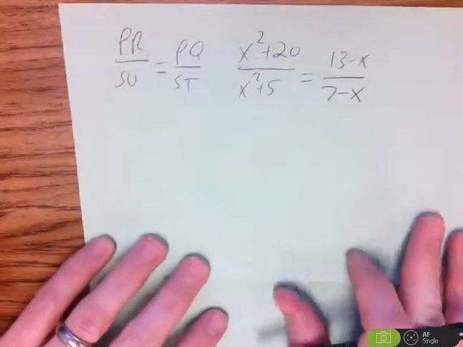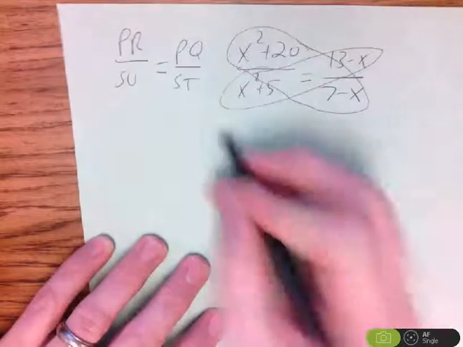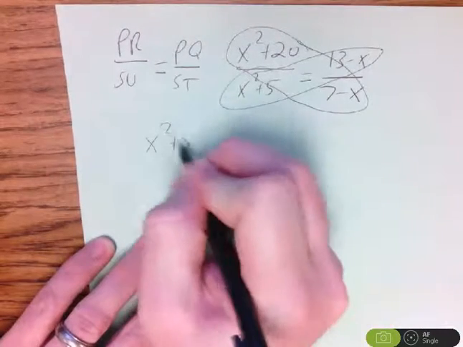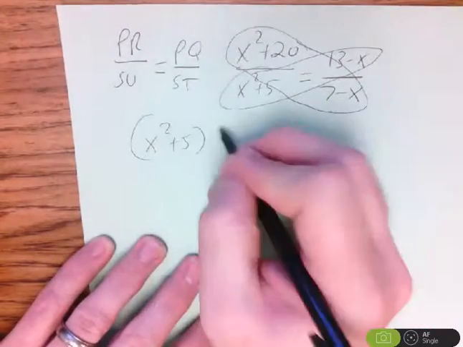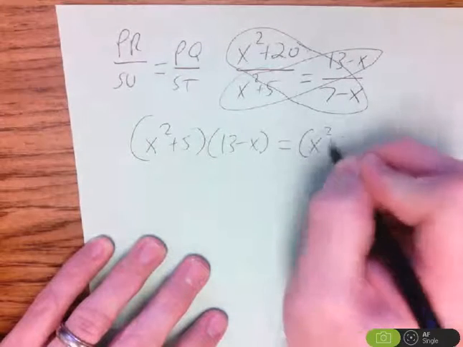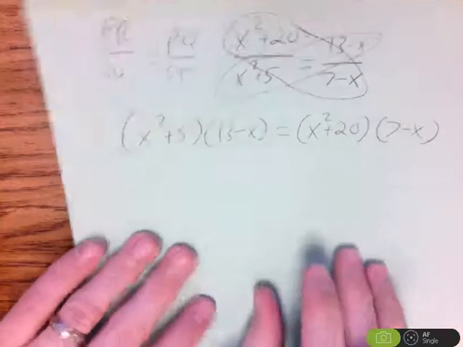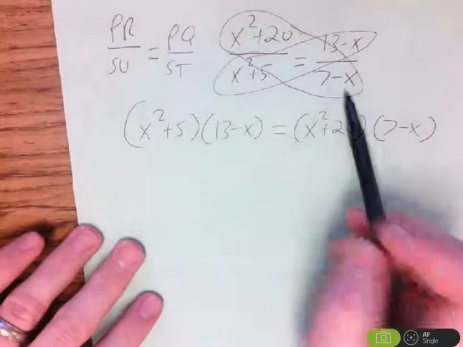Now let's actually solve it algebraically. So obviously, I'm going to go ahead and cross multiply. So x squared plus 5 times 13 minus x must equal x squared plus 20 times 7 minus x. So there's your setup after doing the cross multiplication.